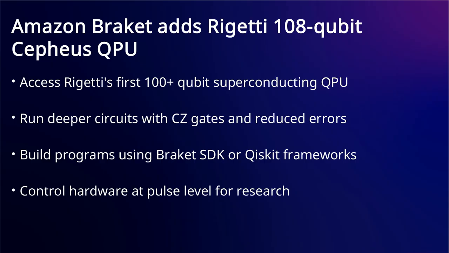You can run deeper circuits because CZ gates provide higher resilience to phase errors and reduce leakage errors compared to previous iSWAP gates, enabling use cases like chemical simulation, combinatorial optimization, and machine learning. You can build programs using the Braket SDK or integrate with frameworks like Qiskit, CUDA-Q, and PennyLane. You can also control the hardware at the pulse level to study noise, develop custom gates, or devise error mitigation schemes. The device is available in the U.S. West, North California region through the Braket Management Console.